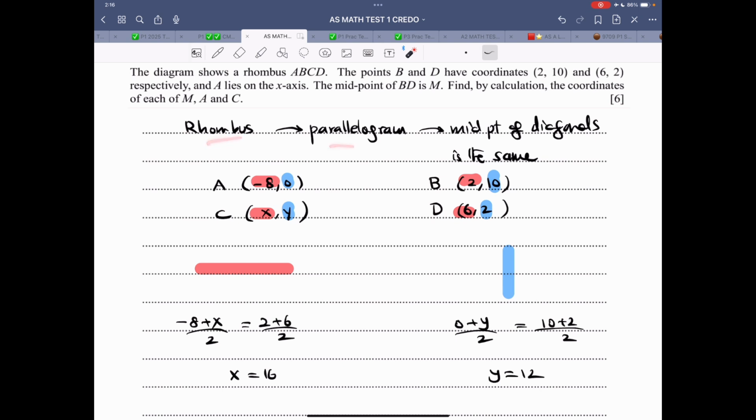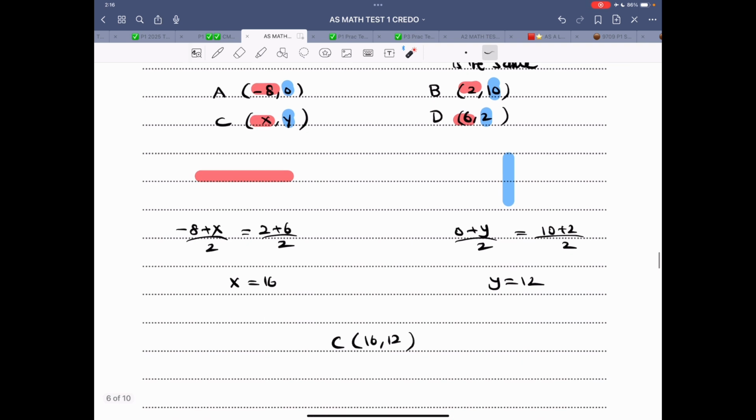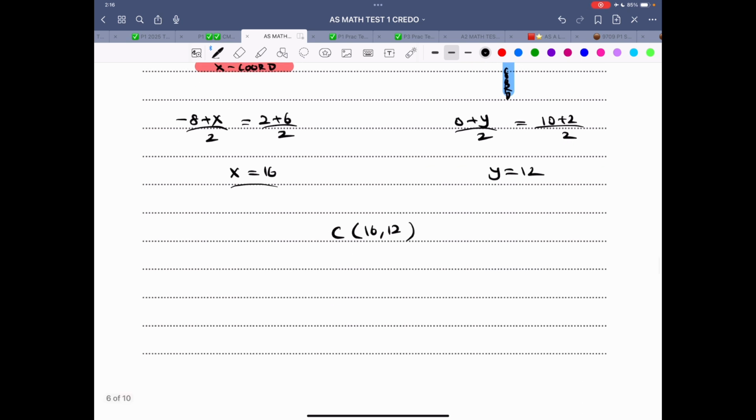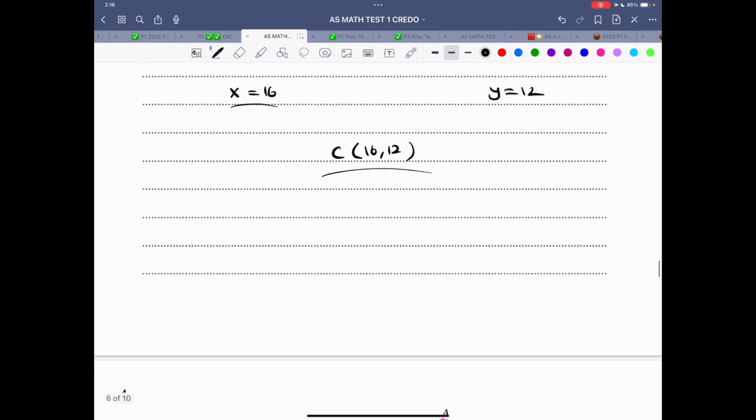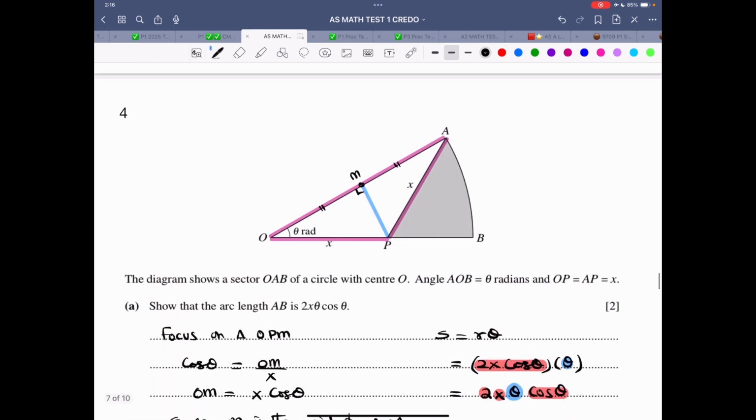Rhombus, it's a parallelogram. Midpoint of diagonals is the same. I have written A, I have written C, I have written B, I have written D. Average of x coordinates should be the same. So we are working on the x coordinates, and x comes out to be 16. We are working on the y coordinate, and the average is the same. So hence we find the coordinates of C, which is 16, 12. Pretty basic. Question 4, we have solved a similar question like this in class.